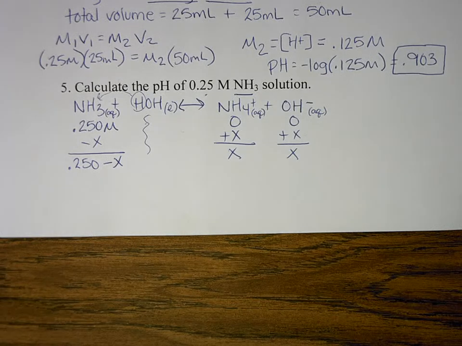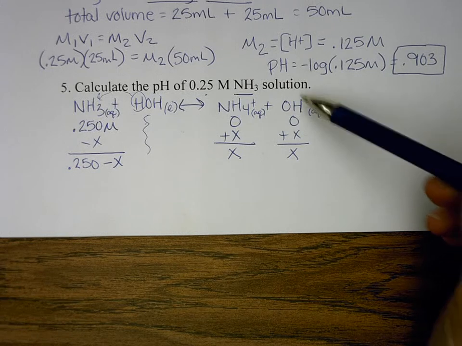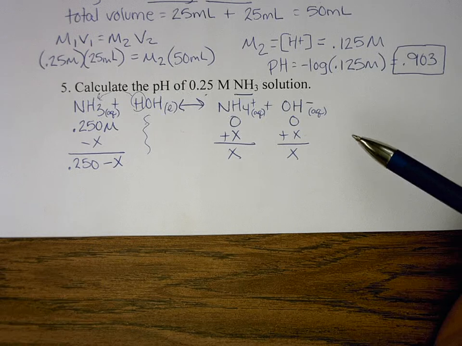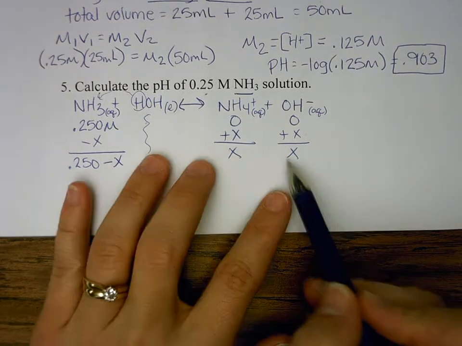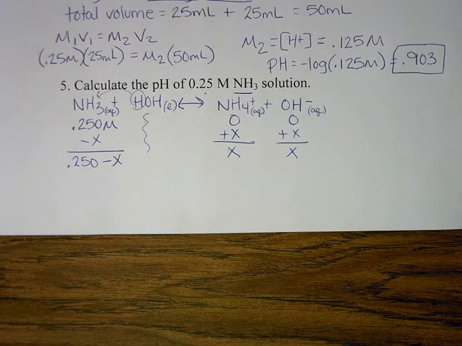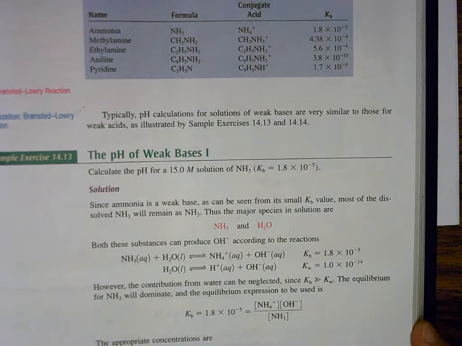Now, since it's asking me to calculate the pH, and I have hydroxide ions here, I can figure out the pOH, and then subtract it from 14 to get the pH. But I need to figure out what the hydroxide ion concentration is. Now, remember that table that I didn't tell you about of Ka values? There's also a table of Kb values right here on page 647.